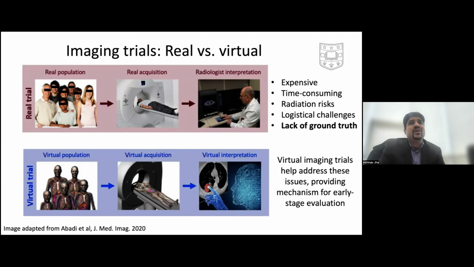So virtual imaging trials, as you can see here, are not as expensive. Basically, you're using GPU power or CPU power. They are certainly safer for the patient because there's no patient getting any radiation dose. It's logistically less challenging. You just have to be in your lab, you don't have to go anywhere to do these studies. It's safe. And very importantly, there is ground truth available. So you can know how well your method has performed because you know what the truth is.